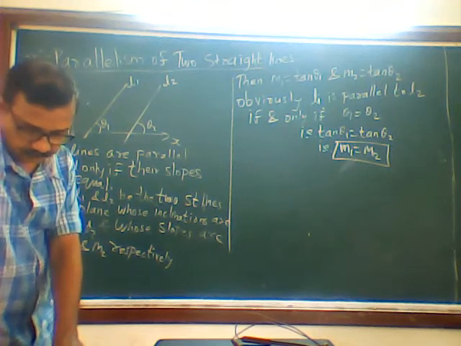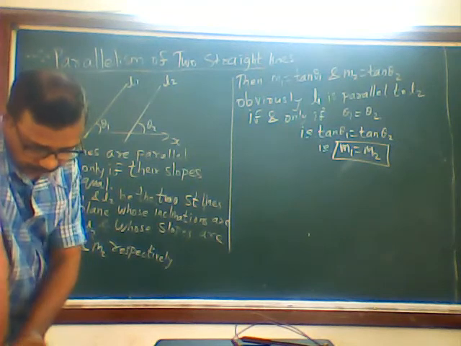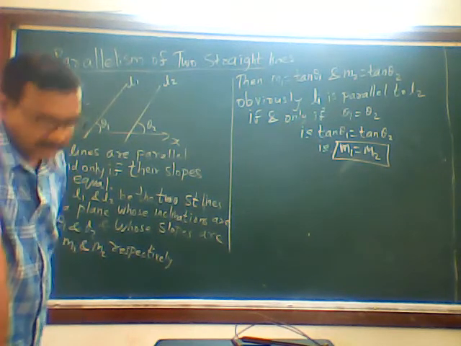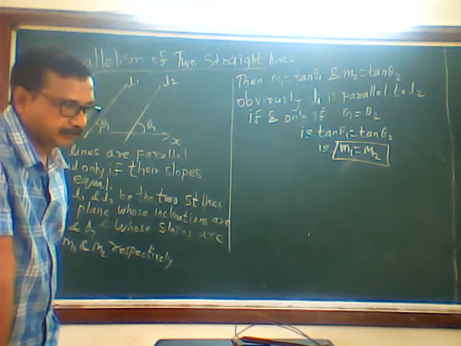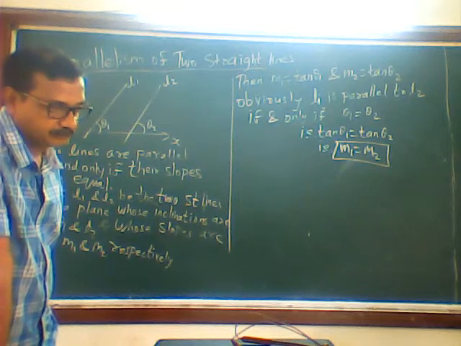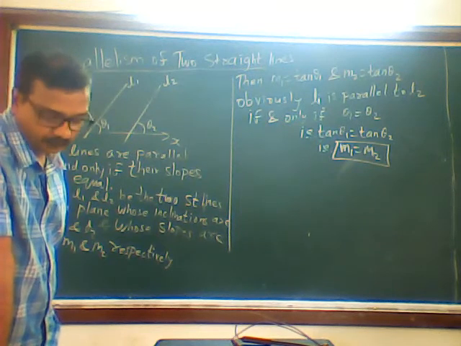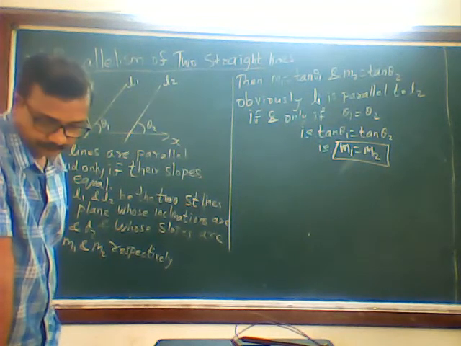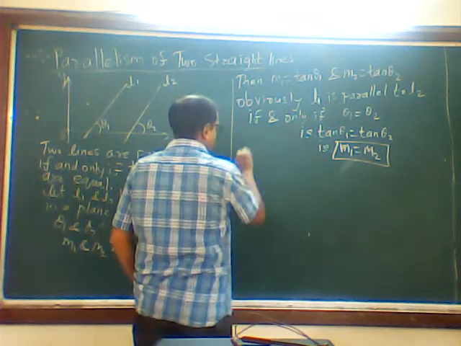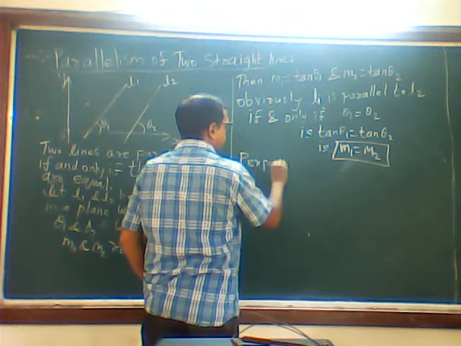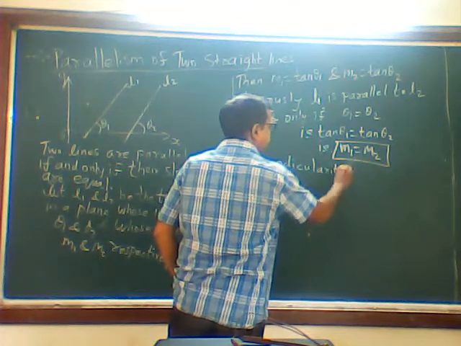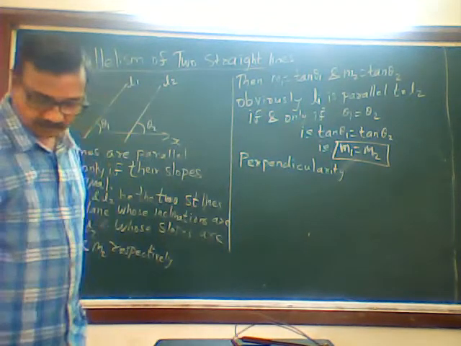Got it? So next is perpendicularity. Then we'll do problems on it. In perpendicular it will be M1 into M2 is equal to minus 1. In parallel the slopes are equal, M1 is equal to M2. Next we will write perpendicularity of two straight lines.